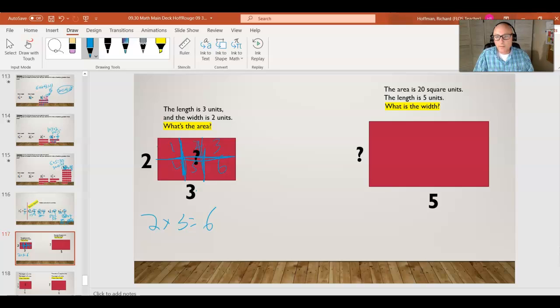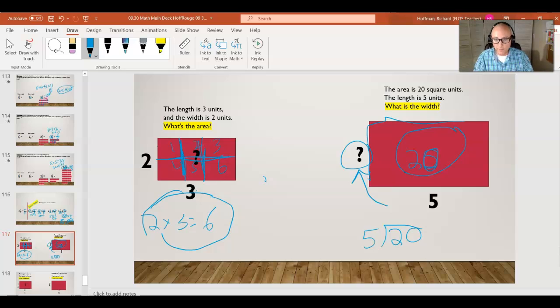What about over here? What if you're given the area is 20? So you know the inside is 20, right? But you want to figure out what this is. So you go the other way around. You take whatever the total is, and since here we did multiplication, now we're going to do the opposite, which is division. We're going to say 20 divided by 5, and that's going to give us the width. We know 5 times 4 is 20, so this is going to be 4.